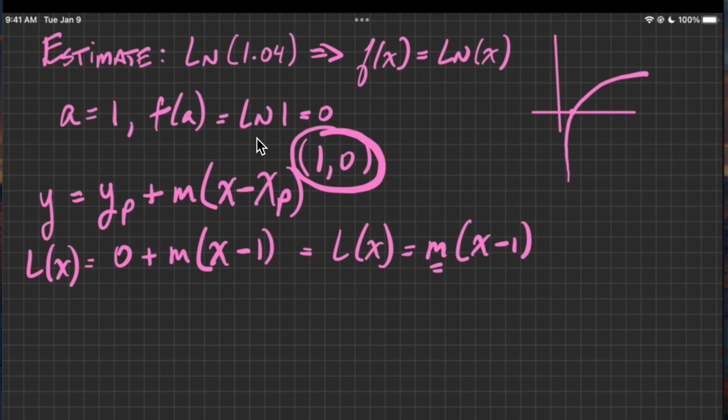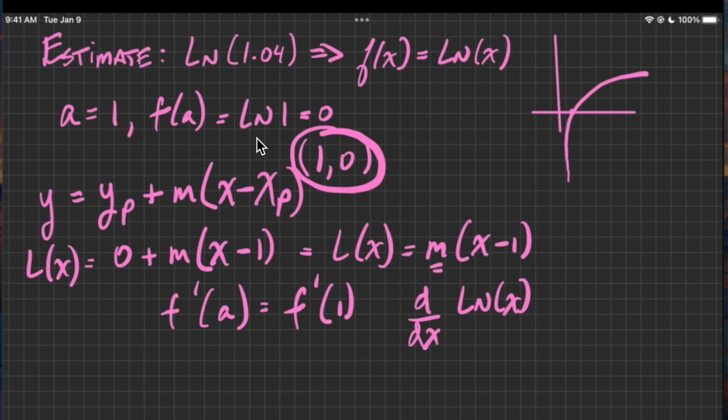Okay, let's proceed to find the m value. The slope of the tangent line is going to be f prime of the easy a, which means f prime of x equals 1. We're going to take the derivative of ln of x. So if we apply the derivative operator to natural log of x, we're going to get 1 over the argument times the argument prime, which in this case is 1, times the natural log of the base. Natural log of e is 1.